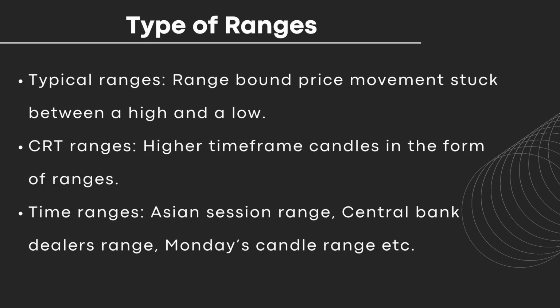Then we've got the time ranges, which, just as the name suggests, are dynamic ranges derived from certain particular times of the day or times of the week. They're time dependent and they're objective because the extremes of such ranges are found within the time windows I've just mentioned. Examples of time ranges are the Asian session range, the central banks dealers range, and even the Monday candle CRT or range. All of these ranges are deemed as time ranges because they are formed at specific objective times.